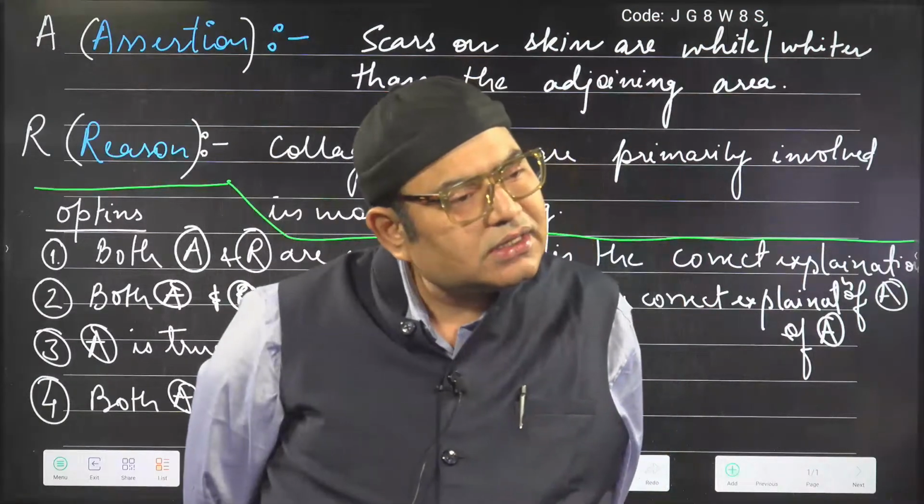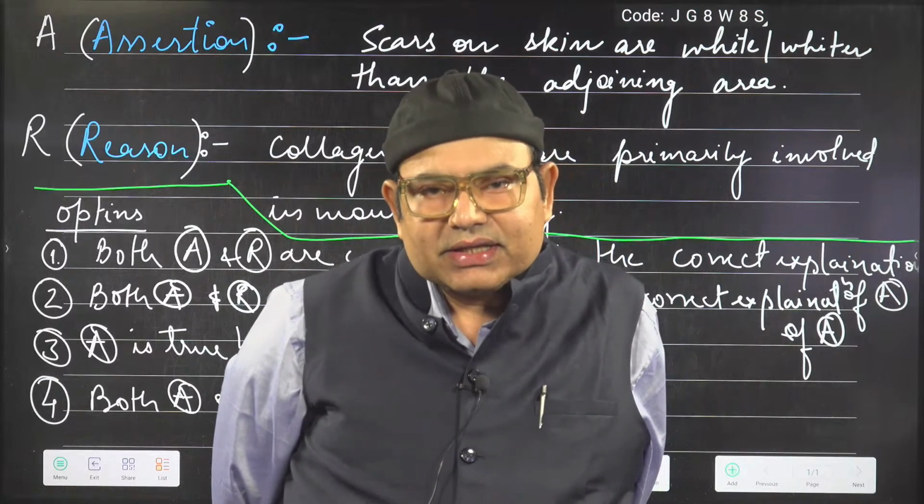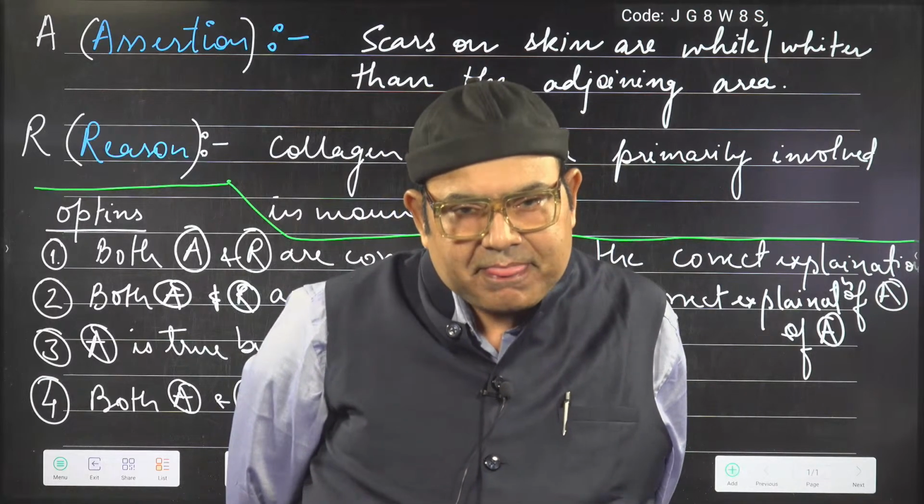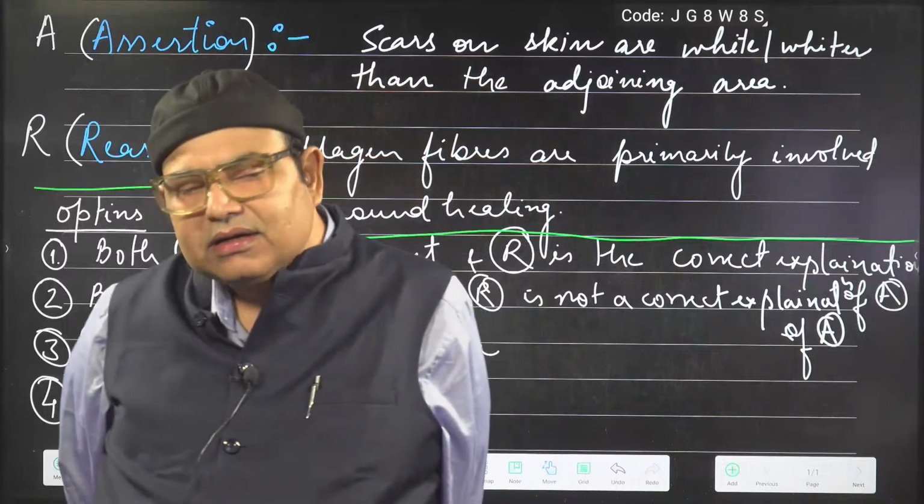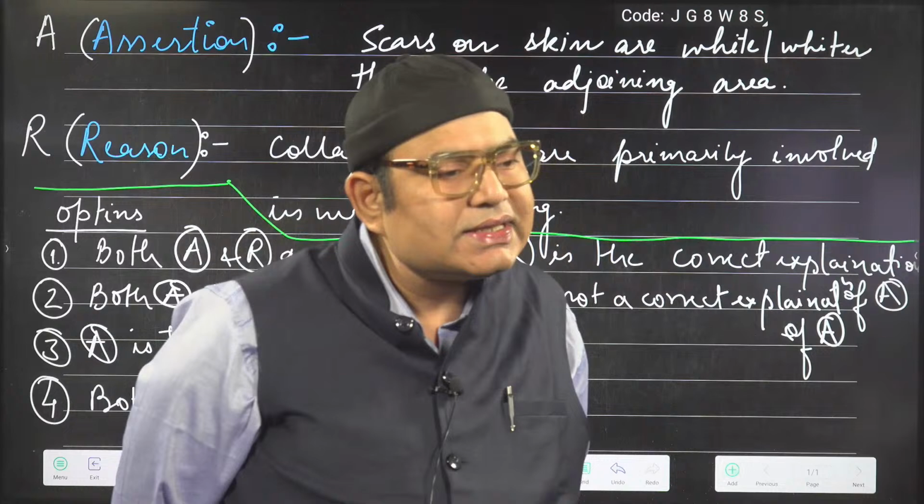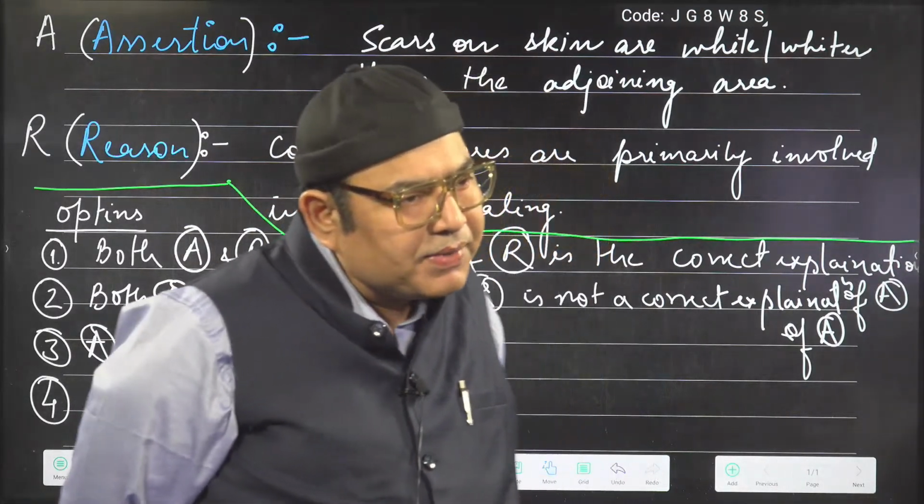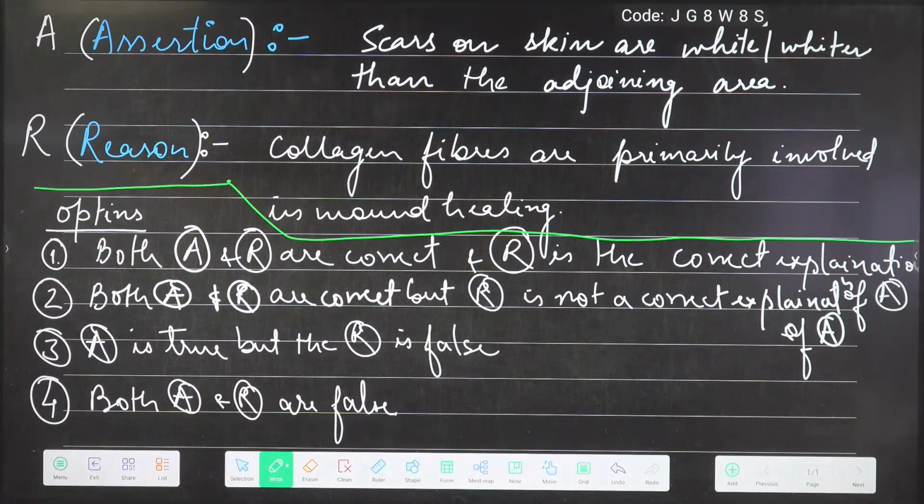Now B is, Dhanvant, beta, because collagen is white in color and collagen gets deposited on the scars. Collagen is the one that heals the skin scars, and collagen is white in color. Therefore, whatever the skin color, I sent B. B or the second one is both A and R are correct, and R is not a correct explanation. No, here R is a correct explanation. All are saying 1, and I am saying to you, R is the correct explanation.